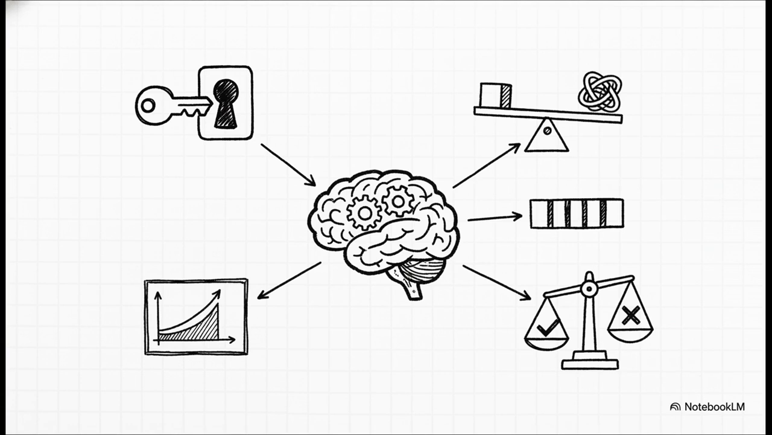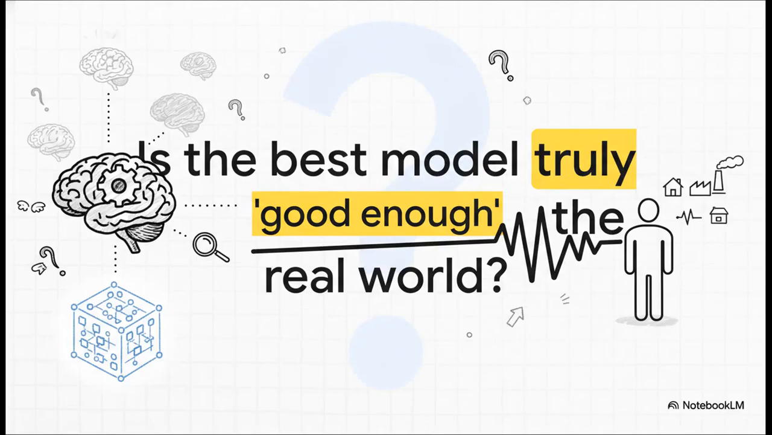But, and this is the big one, the final choice always comes down to the real-world cost of that model's mistakes. And that really leaves us with one last critical question to think about. We now know how to pick the best model from a group of candidates. But when does that best model actually cross the line from just being a cool academic exercise to being something we can actually deploy and trust with people's lives? Now that's a question that goes way beyond the data.